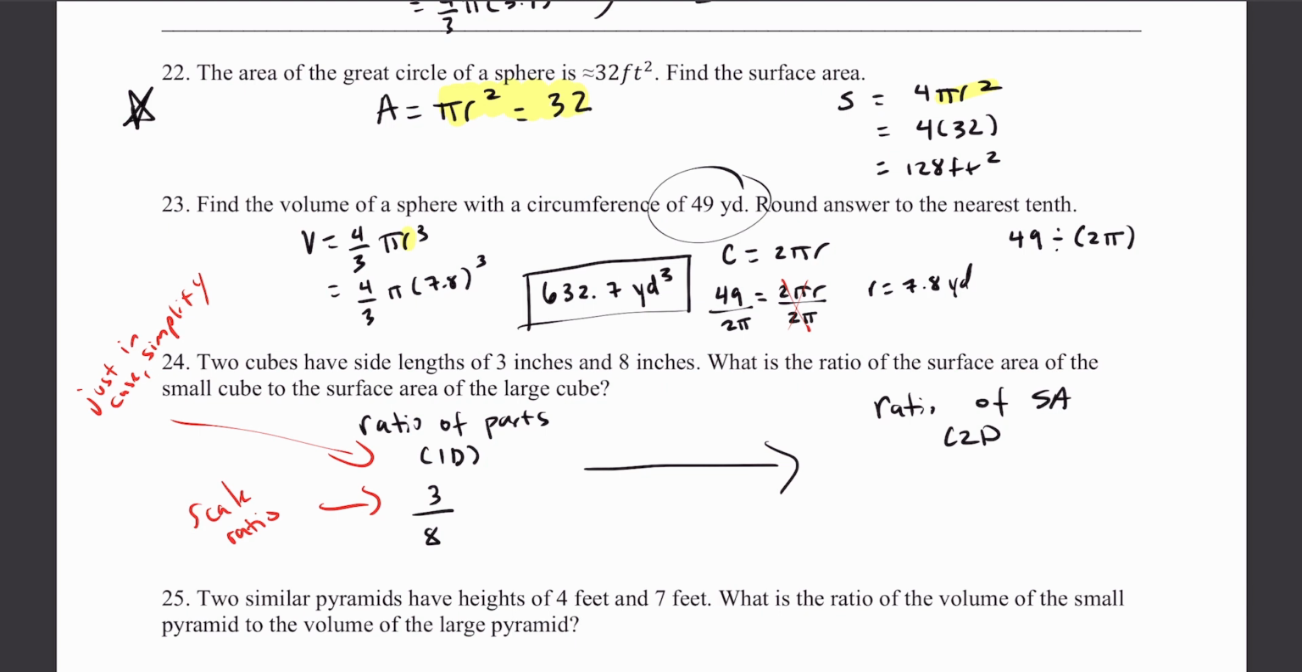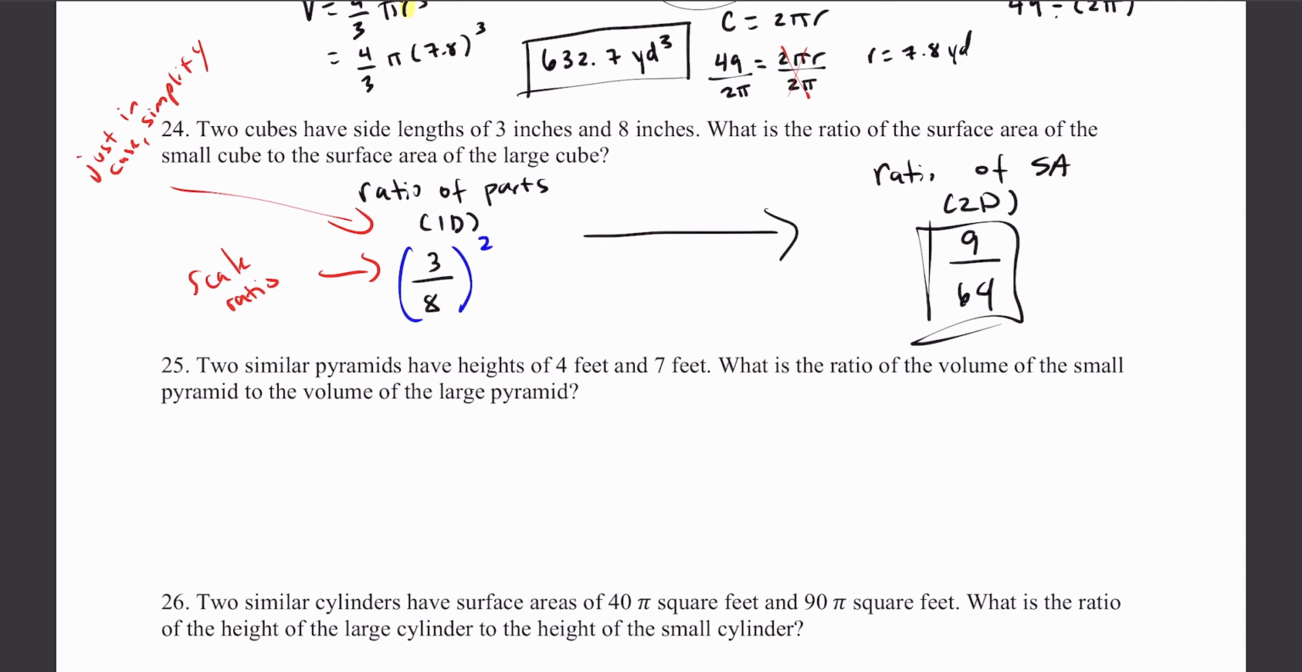I've got to convert that to 2-dimensional. So I've got to raise that ratio to the second power. Let me use a different color here. Raise it to the second power. What do you get? 3 squared is 9, and then 8 squared is 64. This is your answer.